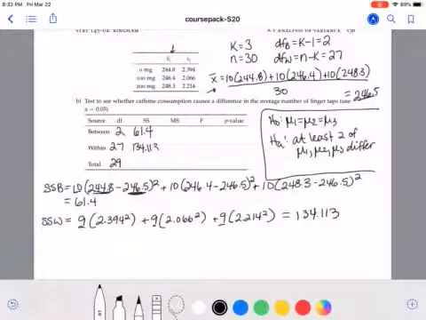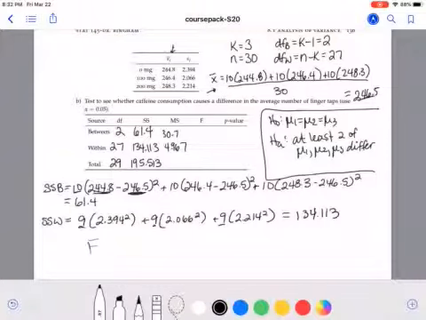At this point, we're just manipulating numbers in the table. SS total, you'll add 61.4 and 134.113 to get 195.513. And then mean squares were SS's divided by their degrees of freedom. So 61.4 divided by 2 will give us 30.7. 134.113 divided by 27 will give us 4.967.